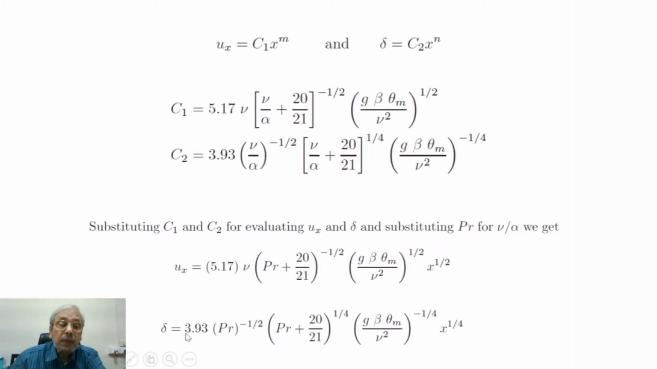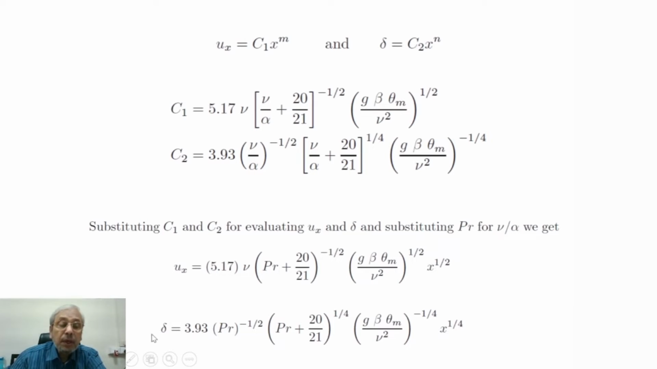Similarly, delta equals 3.93 Prandtl number to the power minus half, Prandtl number plus 20 by 21 entire quantity to the power 1 by 4, g beta theta m by nu square to the power minus 1 by 4, and x power 1 by 4. So these are the closed form solutions of the velocity field and the growth of the boundary layer.